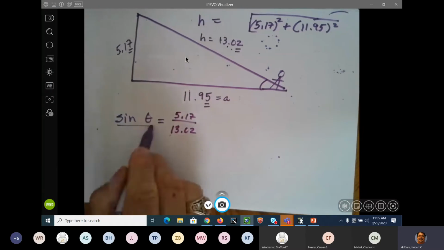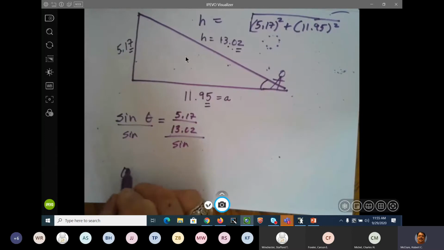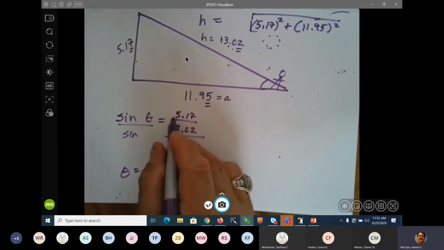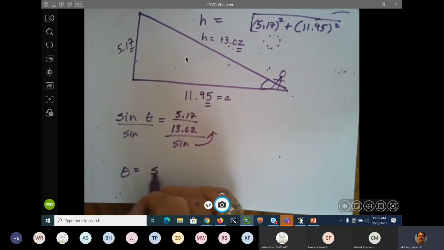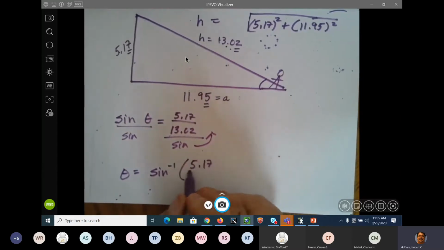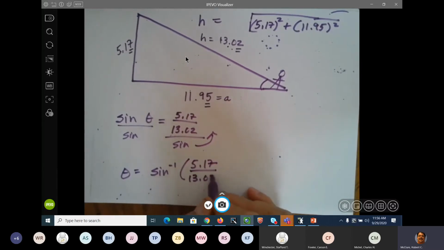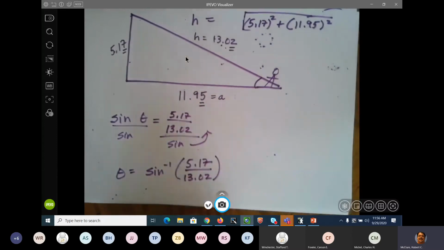And I want to get sine theta by itself, so I'm going to divide by the sine. Theta is equal, bring that sine up, and it'll be inverse sine of 5.17 divided by 13.02. Somebody do that for me in your calculator and give me an even degree. I can't stand decimal degrees, so just give me a whole number degree, okay? Somebody do that for me.